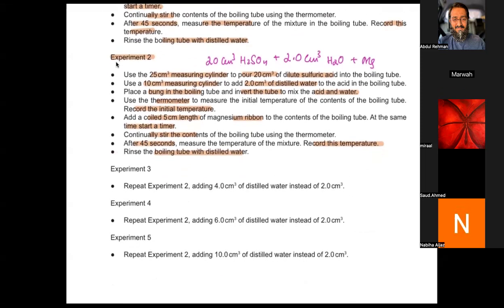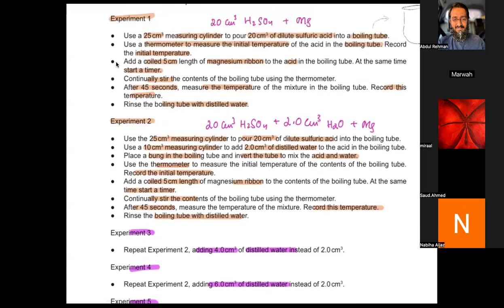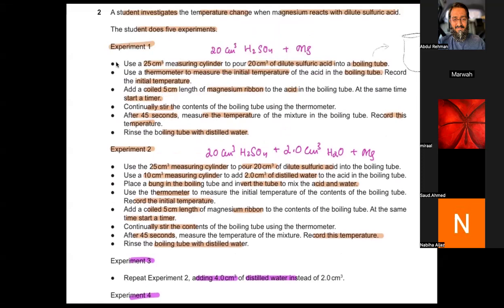And in experiment 3, we have 4 centimeter cube of distilled water. In experiment 4, we have 6 centimeter cube of distilled water. In experiment 5, we have 10 centimeter cube of distilled water, and the rest of the things, that is 20 centimeter cube of acid and the 5 centimeter length magnesium ribbon, are the same.